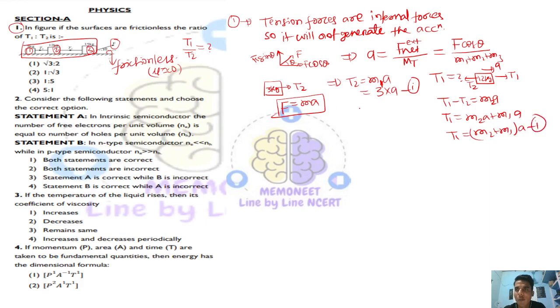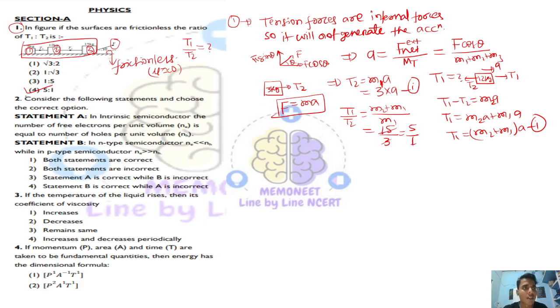Now we need to find T1 upon T2. T1 upon T2 is m2 plus m1 upon, in the bottom, m2. As we know, m1 plus m2 equals 15, upon m2 equals 3. It becomes 5 by 1. So our answer will be 5:1. The correct option will be option number 4. I hope you have understood the explanation also.